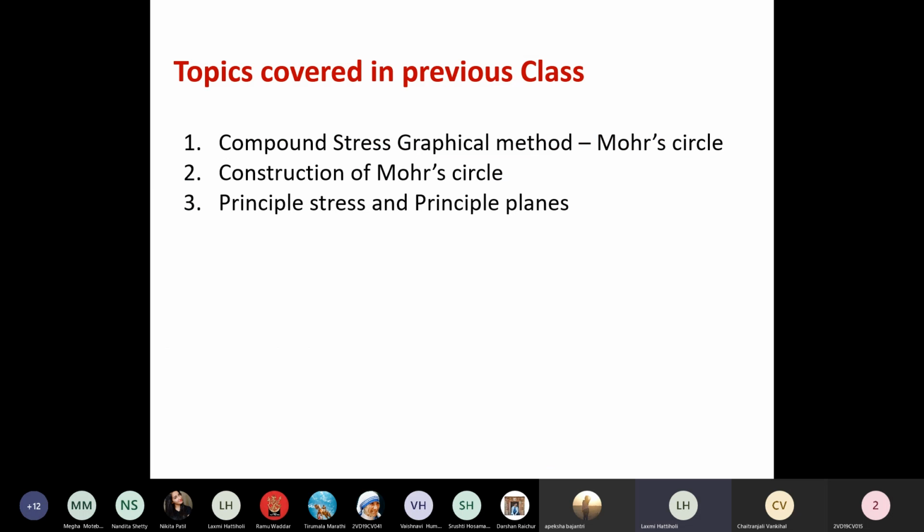In the morning session, we had started with Mohr circle, a graphical method to find all the stresses in a two-dimensional stress system. We had seen the construction of the Mohr circle, what the different points in a Mohr circle represent: maximum principal stress, major principal stress, minor principal stress, shear stress, and the planes, 2 theta and 2 theta 2 and so on. These are the things we discussed in the previous session.